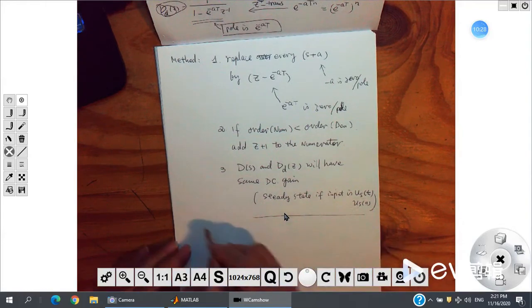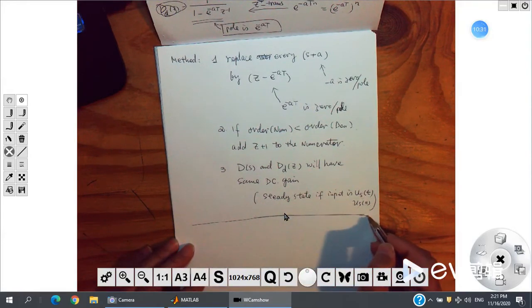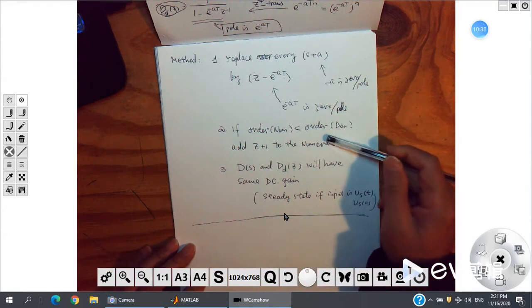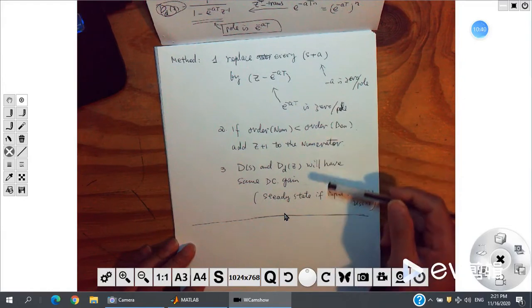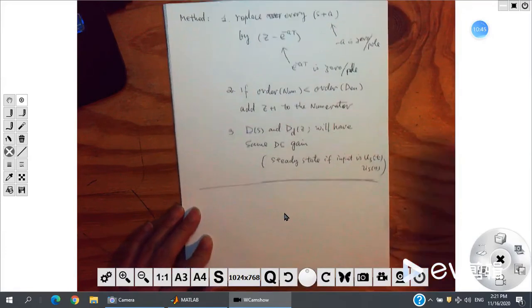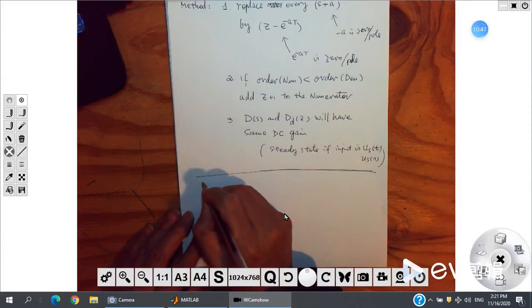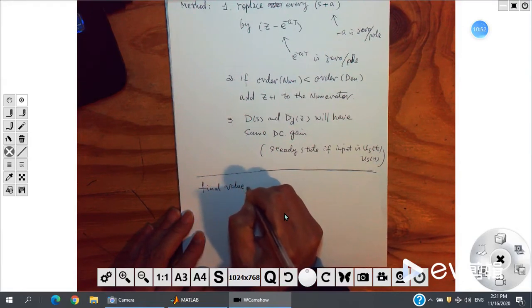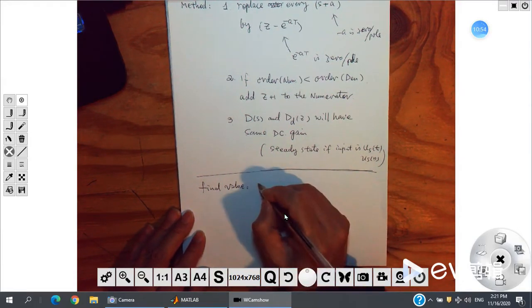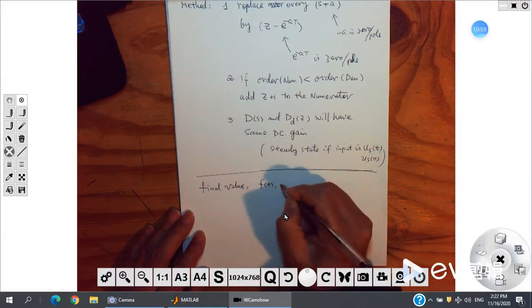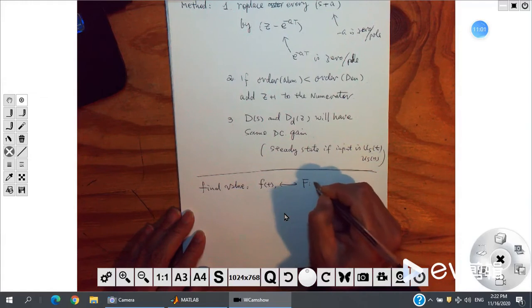So this is the method. Now I need to explain something. This one is fine, we know how to do it. This one is also fine, we know how to do it. Then what is the DC gain? We also call this the final value. Final value for f(t), related with F(s) by Laplace transform.